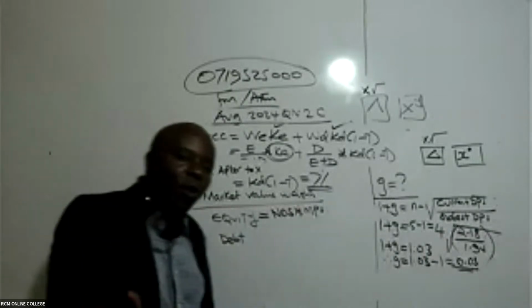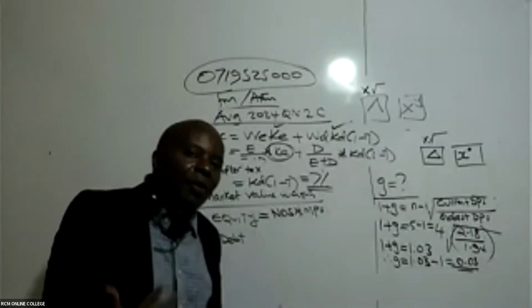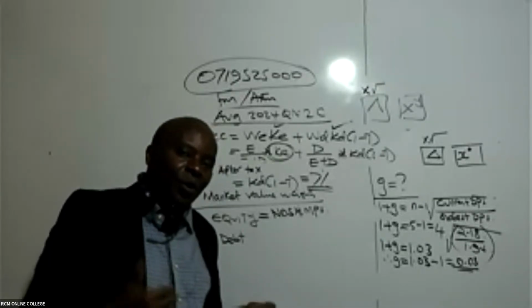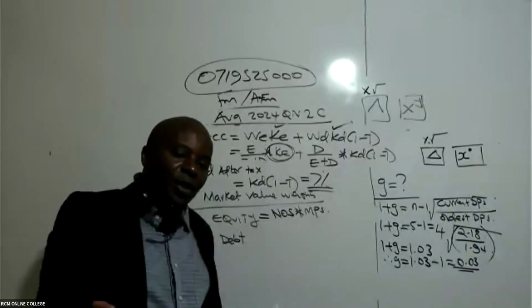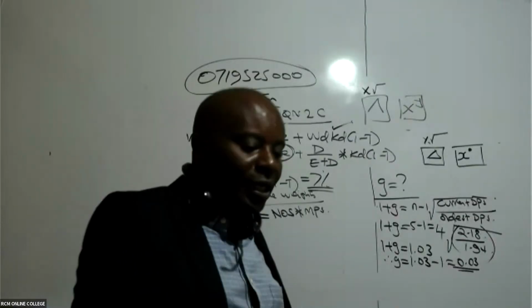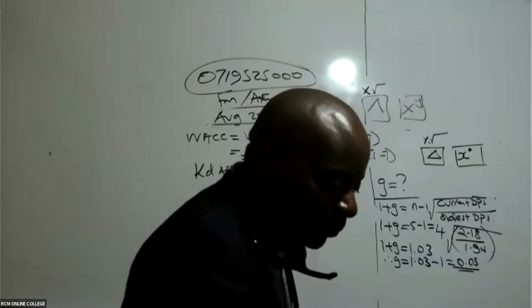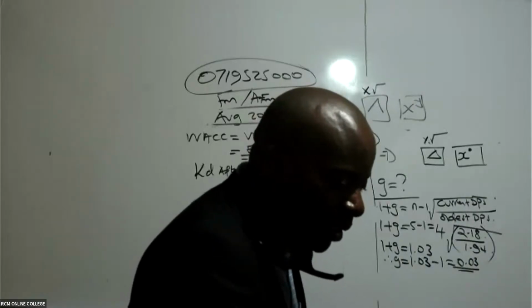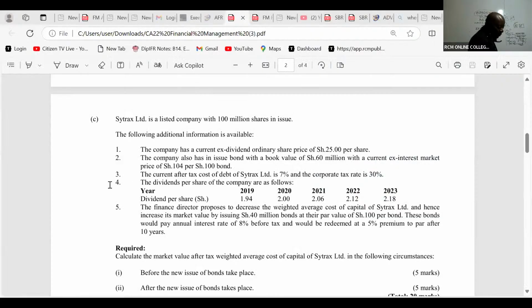So in this question, have they given me the number of ordinary shares? Because equity is about shares. Let's ask ourselves that question. The number of ordinary shares, what do we have here? You can see from the beginning, it's a listed company with 100 million shares. And then we have the current market price per share, 25.